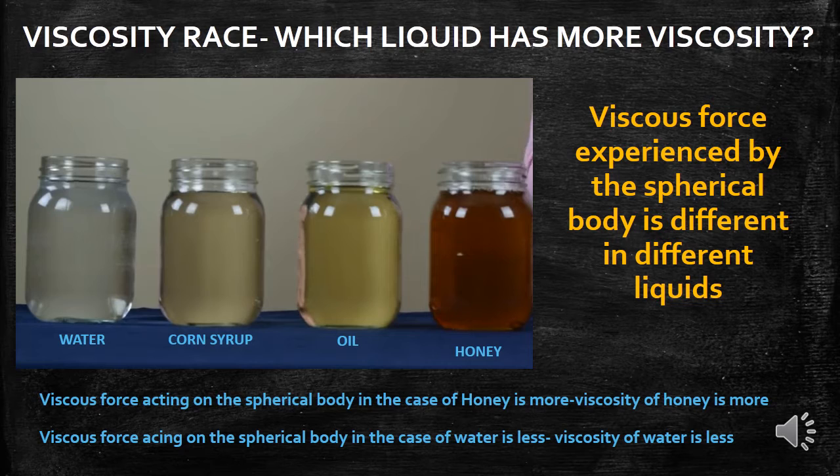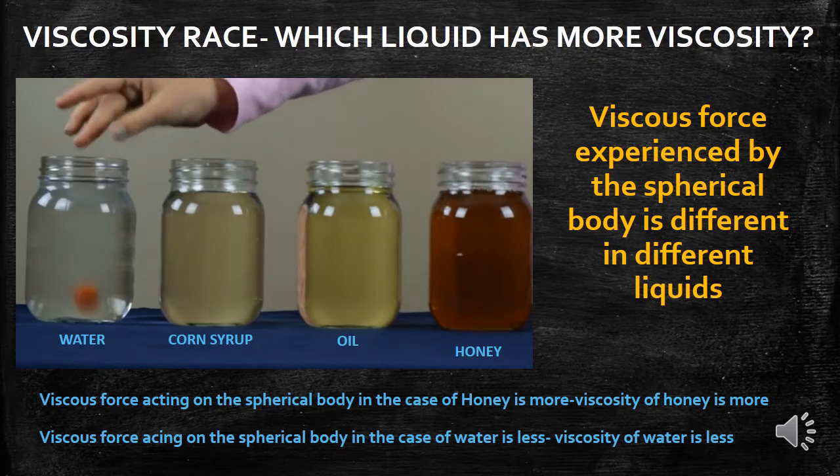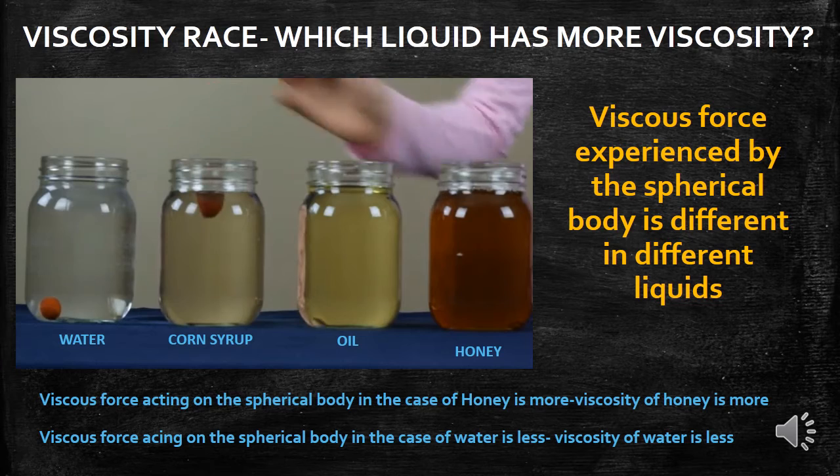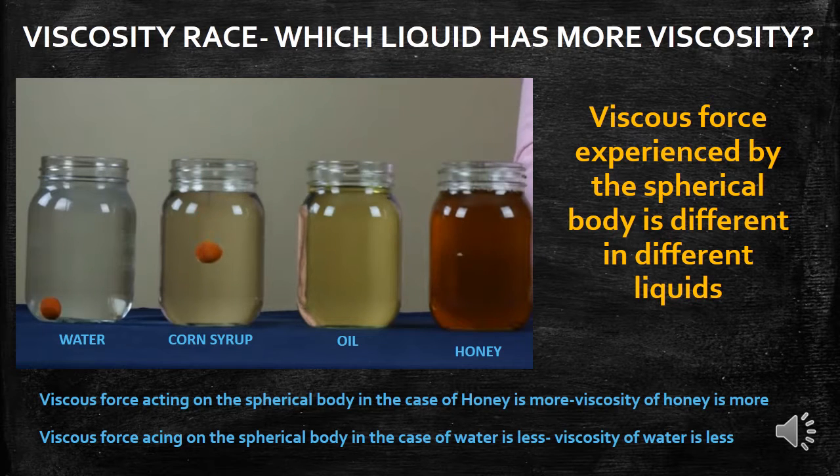In the case of water, the viscous force is less. In the case of honey, the viscous force is more. Here, to calculate the viscous force, we have to derive a formula. That expression was given by Stokes. The name of the force is viscous force. The expression for viscous force can be obtained by Stokes' law, otherwise called Stokes' formula. In the next step, we are going to derive the expression for Stokes' formula.